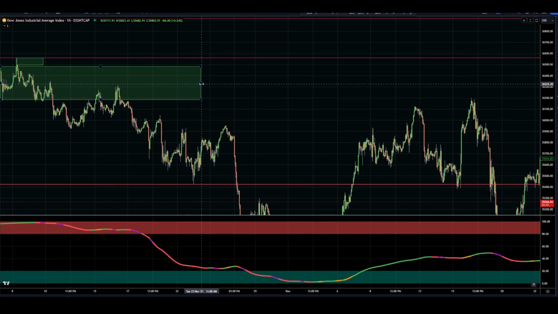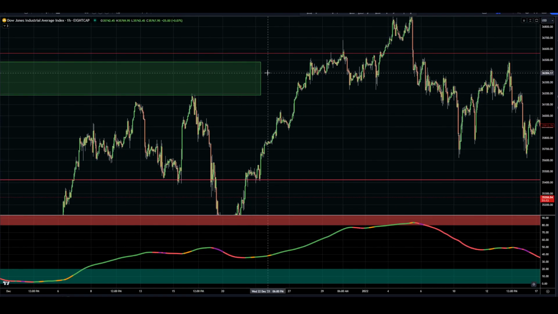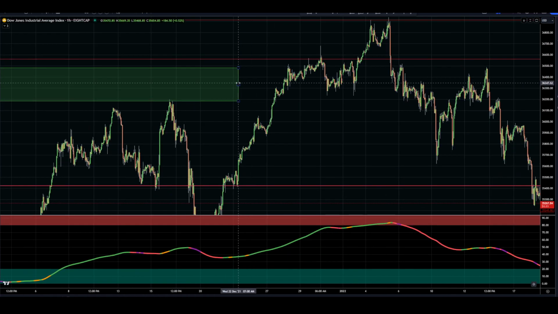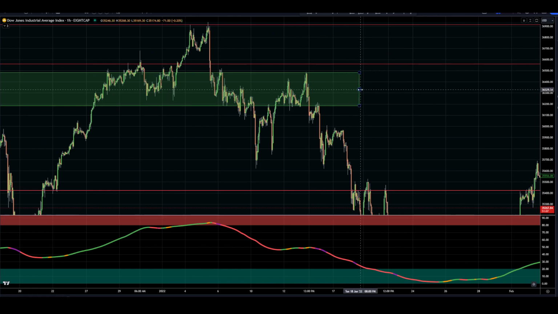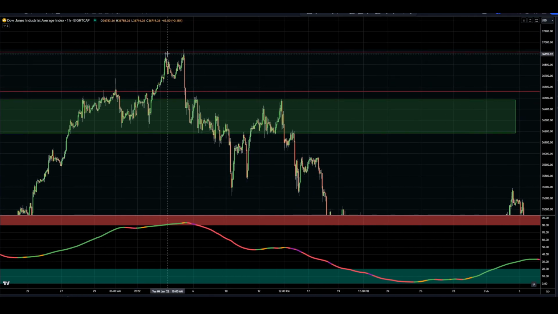So then I would pull this forward. You'll see the same thing. It acted as support all the way through, acted as support and resistance again. So that's a pretty valid level, I think. And we also have this one above it, which is a separate level.